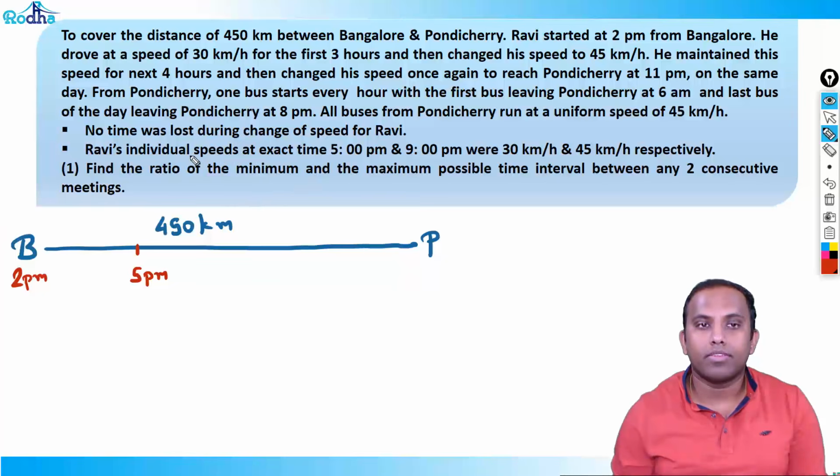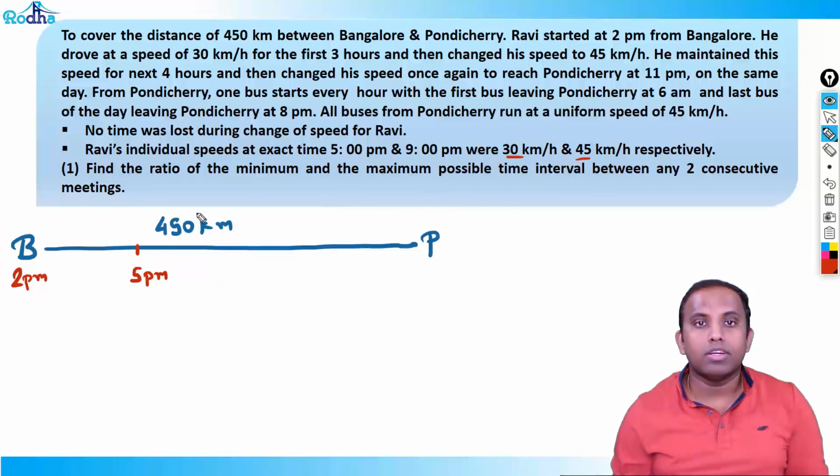You can see here Ravi's individual speeds at exactly 5 p.m. and 9 p.m. were 30 and 45. So no issue here. 30 km per hour for 3 hours, so he'll cover 30 into 3, which is 90 kilometers in the first 3 hours.